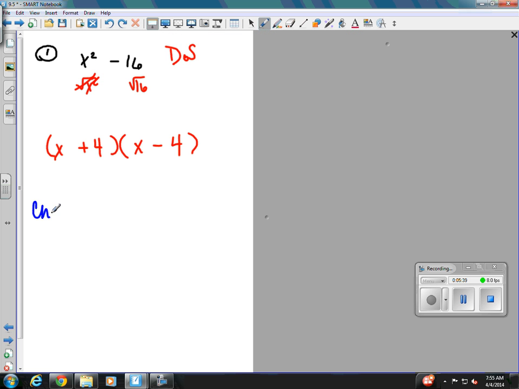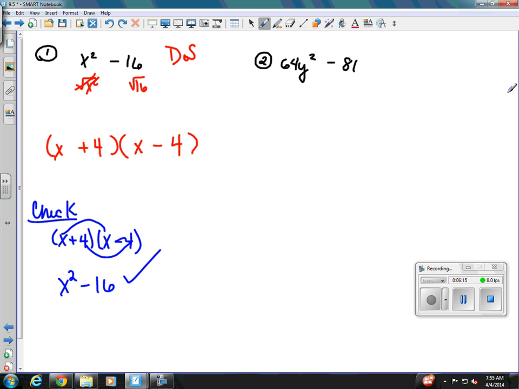Now you can check these the same way we check our other problems. It's the opposite of a FOIL problem. So if you look, this is a special product because I have one that's a plus 4 and the other one is a minus 4. So special products means we just have to multiply our first term. So x times x gives us x squared. And our last, 4 times negative 4 is negative 16. And we check x squared minus 16 is our original problem.